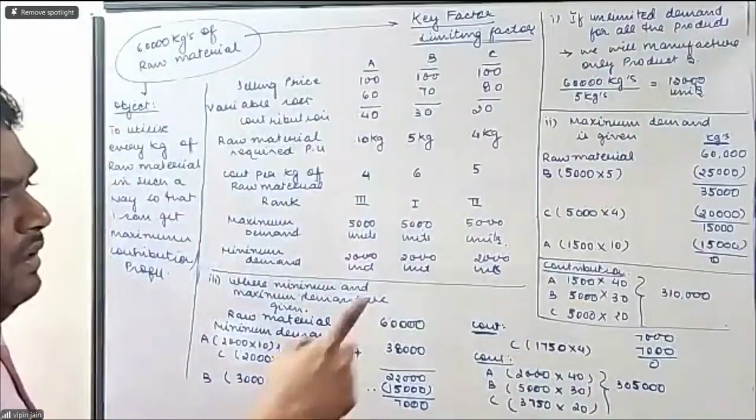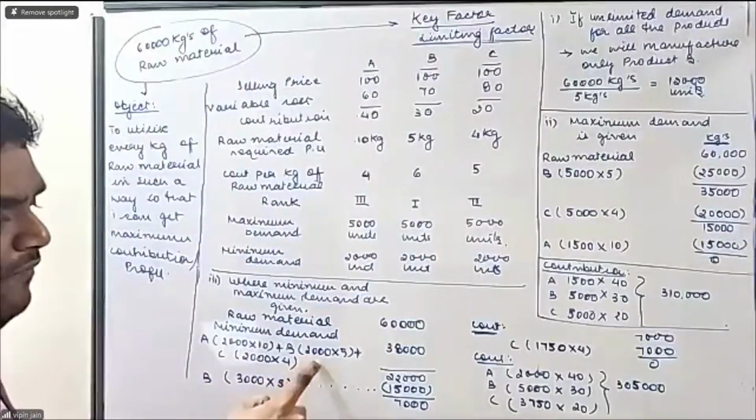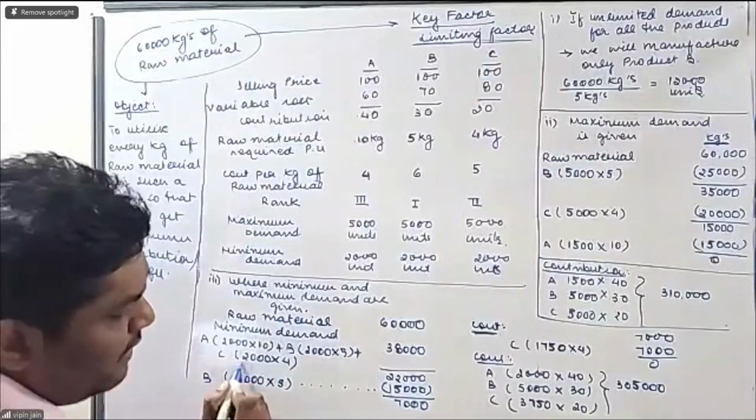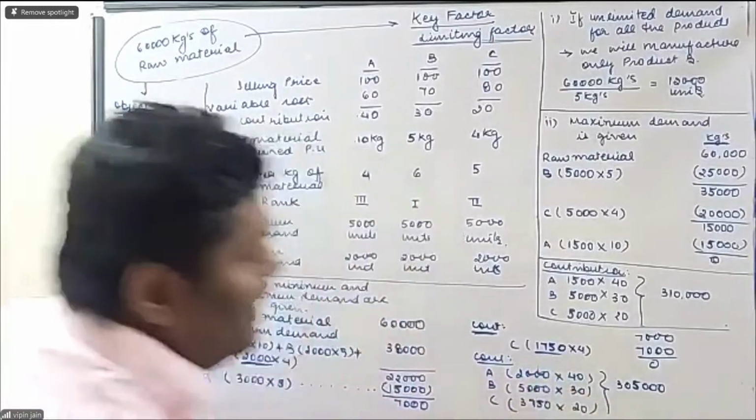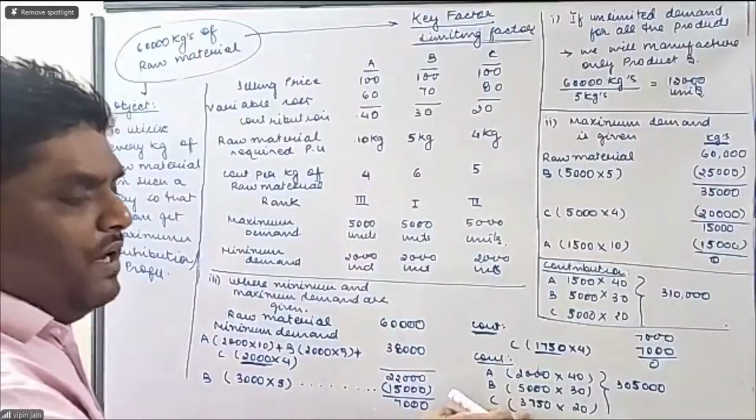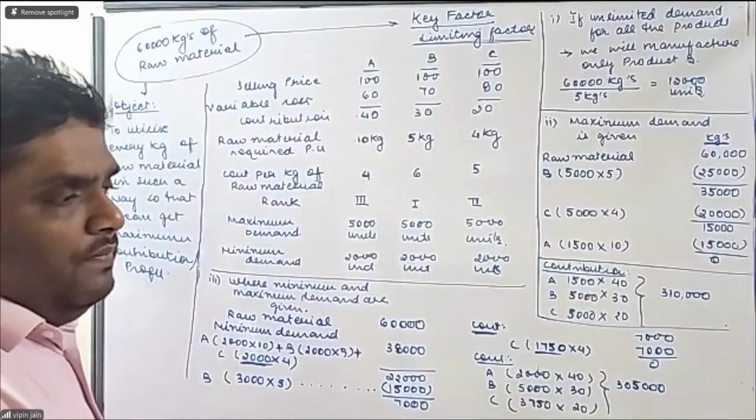Tambeshwari, see, 2000 we have already fulfilled for B, sorry, for C. And now 1750 also extra units we are manufacturing for C. So this is how I got 3750.